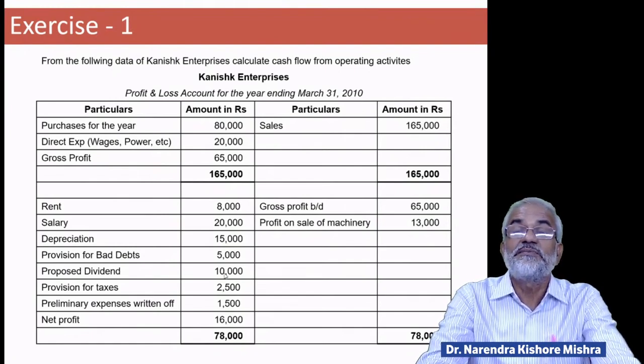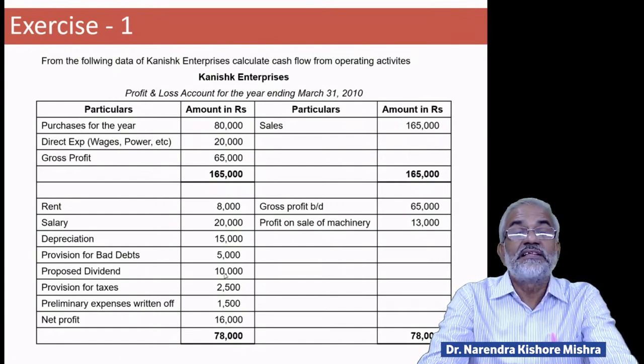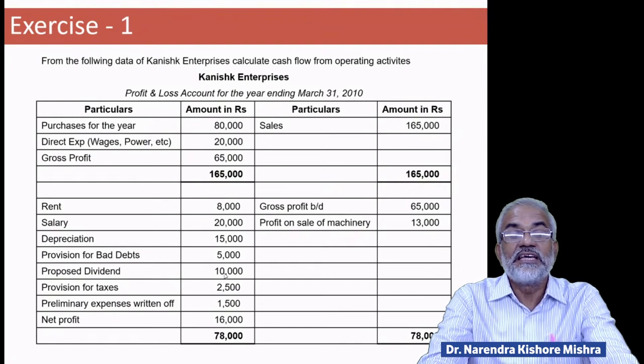This gross profit of 65,000 is transferred to the profit and loss account. Then there is an indirect income of 13,000. On the debit side of the profit and loss account, there is rent of 8,000, salary of 20,000, depreciation of 15,000, provision for bad and doubtful debts of 5,000, proposed dividend of 10,000, provision for taxes of 2,500, and preliminary expenses written off of 1,500.